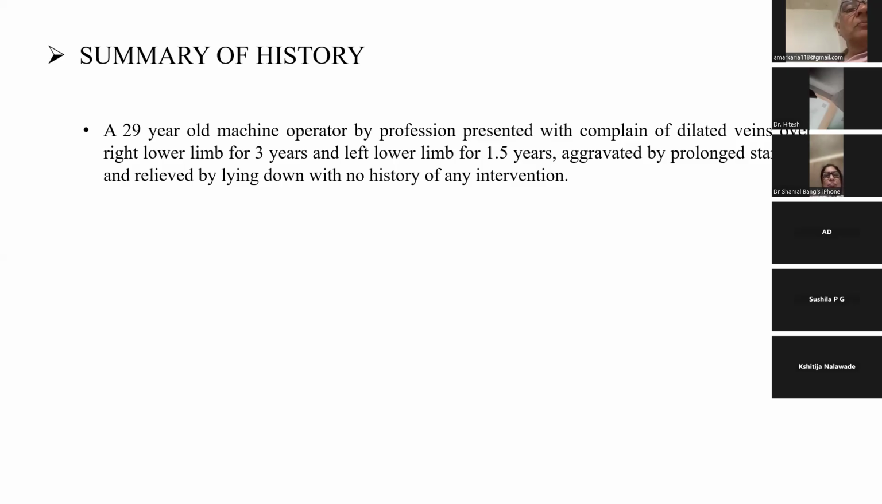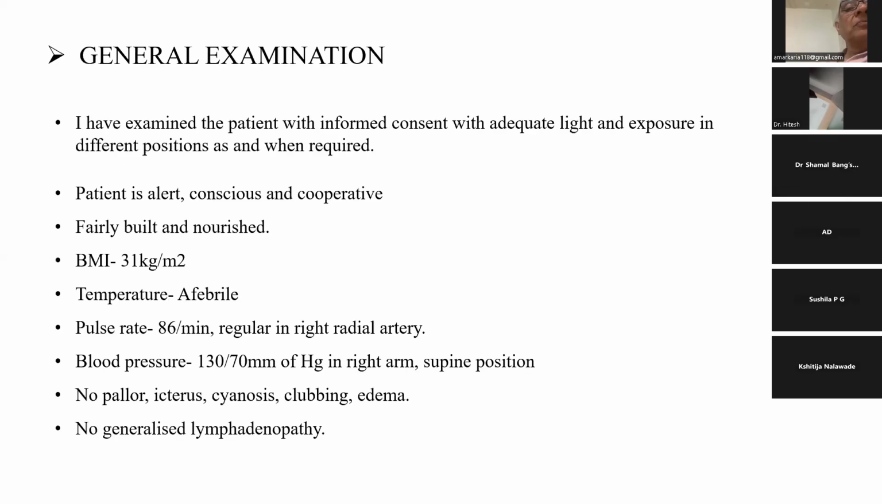Should I continue? Yeah. General examination. I have examined the patient with informed consent with adequate light and exposure in different position as and when required. Patient is alert, conscious and cooperative, fairly built and nourished. BMI is 31 kg per meter square. Temperature is afebrile, pulse 86 per minute, regular in right radial artery. Blood pressure 130 by 70 millimeters of mercury in right arm supine position. No pallor, icterus, cyanosis, clubbing or edema. No generalized lymphadenopathy.